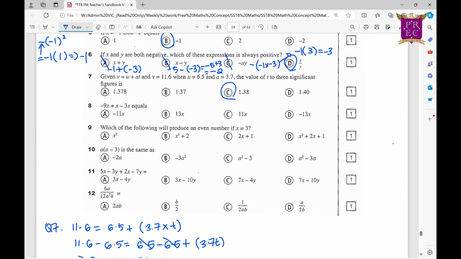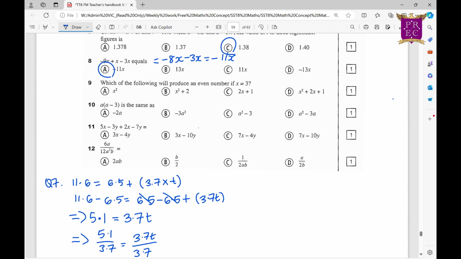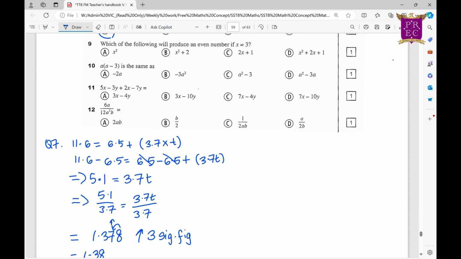Alright, question 8 is fairly simple. It's just asking you to group together the like terms. So negative 9x plus x is negative 8x, minus 3x is negative 11x. Option A.